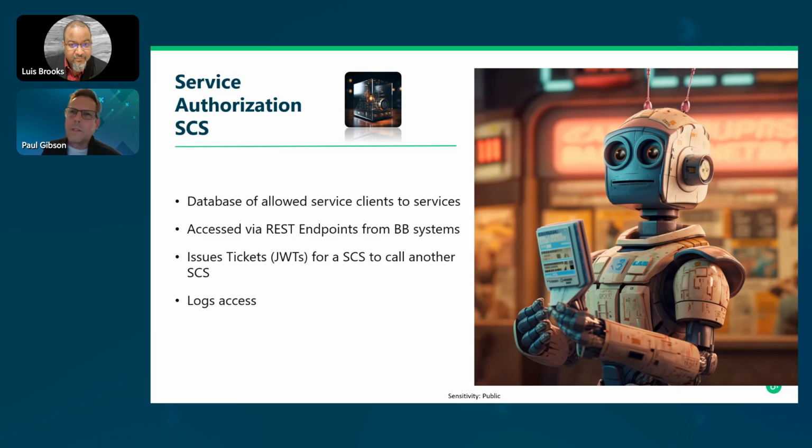So even though it's a Blackbaud system calling another system, we don't want to make it where arbitrary systems can call other systems. We want to have an explicit permission to say, yeah, it makes sense. Does it make sense for this Razor's Edge system to call another Razor's Edge system? Yeah, it does. We want that to be formalized, and that's what the SAS is. So it's a database of allowed service clients to services. This service itself is accessed via REST endpoints from other BB systems. And the way it works is it issues tickets, in the form of JWTs, for one SCS to call another one. And it logs that access as well.